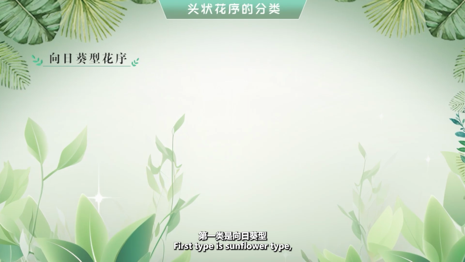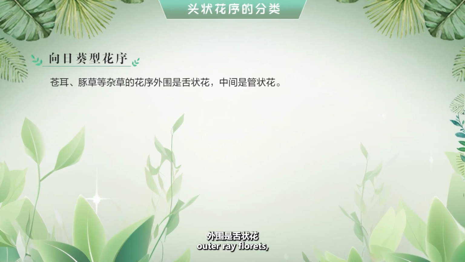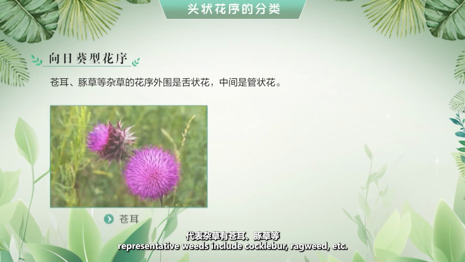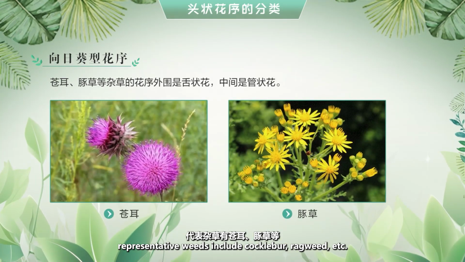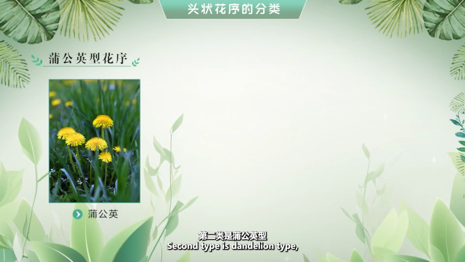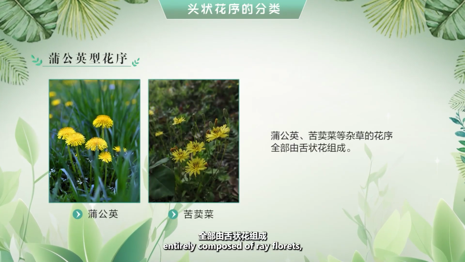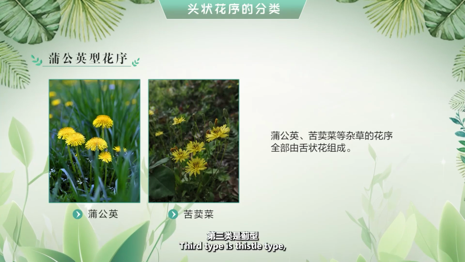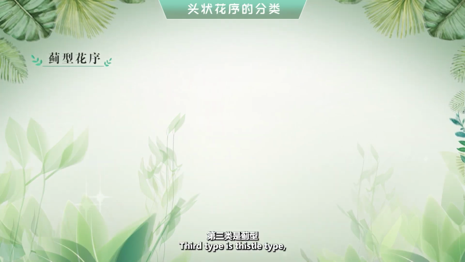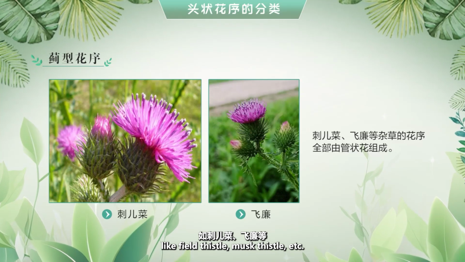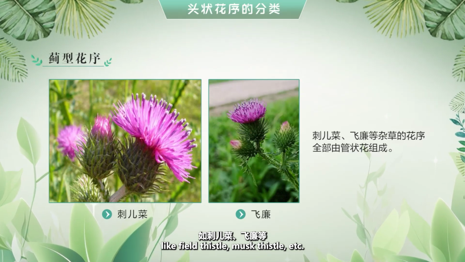First type is sunflower type, outer ray florets, inner disc florets. Representative weeds include cocklebur, ragweed, etc. Second type is dandelion type, entirely composed of ray florets, like dandelion, Asteraceae, etc. Third type is thistle type, entirely composed of disc florets, like field thistle, musk thistle, etc.